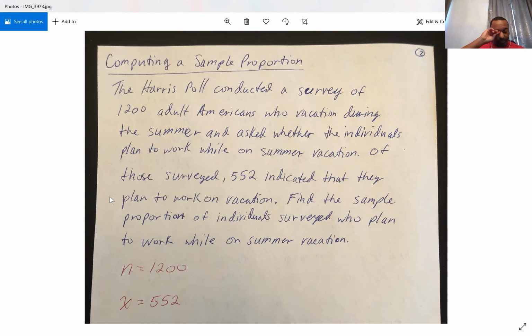All right, so you want to find the sample proportion. So we have a Harris poll that was conducted, and they surveyed 1,200 people. So that is the sample out of the population. 1,200 was taken out. Then out of the survey, 552 plan to work on vacation. That's the characteristic that we're dealing with. So that's why X is 552.